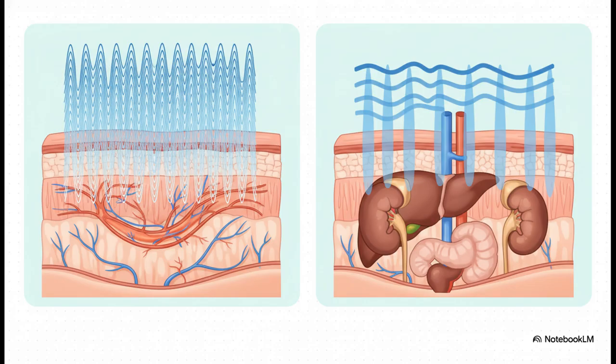On the flip side, low-frequency waves in the 2 to 5 megahertz range give us lower resolution, but they can penetrate much deeper. That makes them perfect for looking deep into the abdomen or the pelvis. It's always a balancing act.